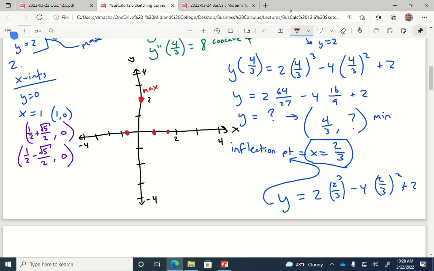I see a few calculators in the room. Someone willing to help me? Volunteer your time. I'll box it in red. What are we trying to calculate right here? What is this y value?